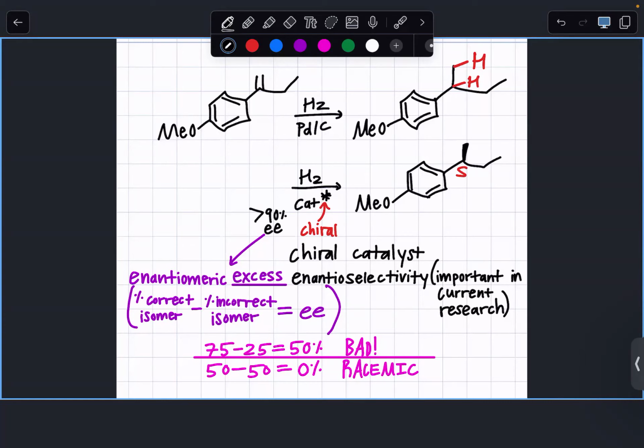Yeah, so that one, he would have to tell you that. He's going to tell you that, because the catalysts are really big, bulky molecules, and that's used in current research.